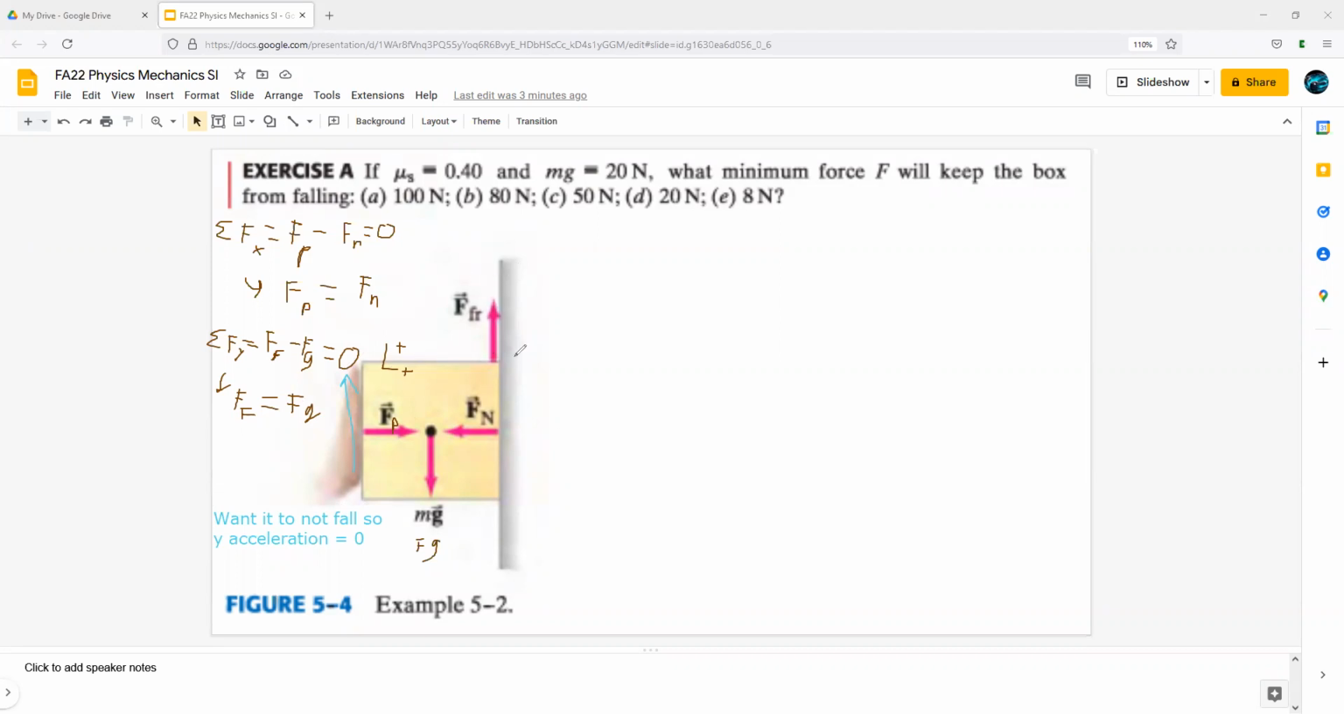Note that your force friction is always going to oppose motion. So even if you did increase your push, there's no motion, so the force friction would not be all that affected.